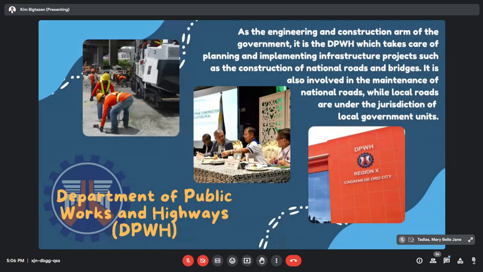So next is the DPWH, or the Department of Public Works and Highways. As the engineering and construction arm of the government, the DPWH takes care of planning and implementing infrastructure projects such as the construction of national roads and bridges. It is also involved in the maintenance of national roads, while local roads are under the jurisdiction of local government units.